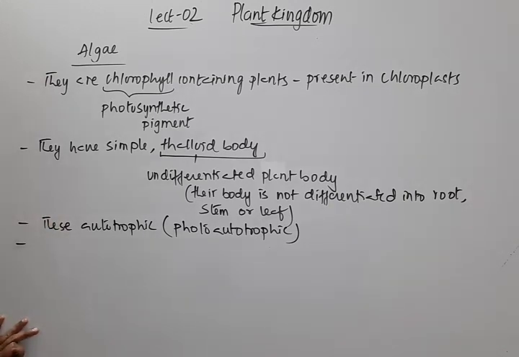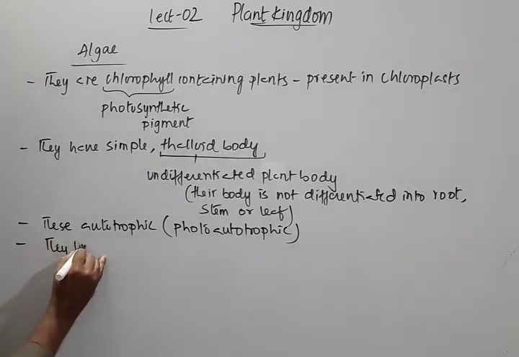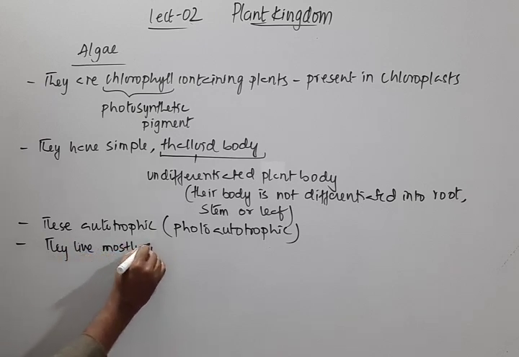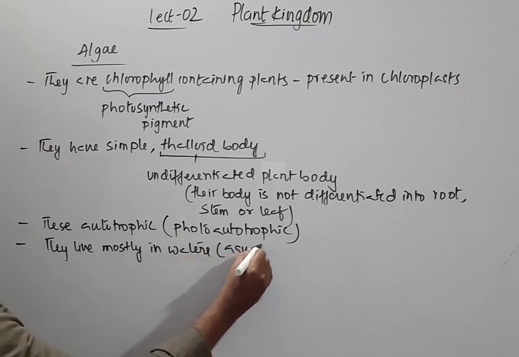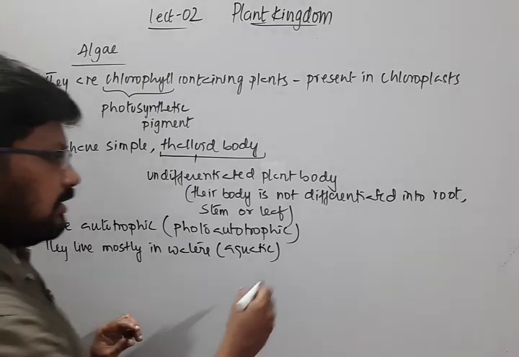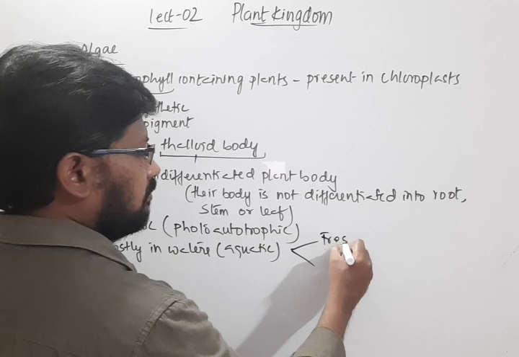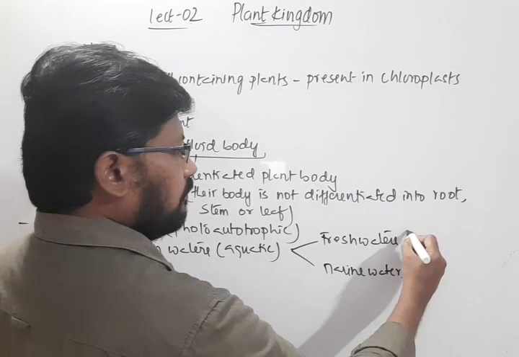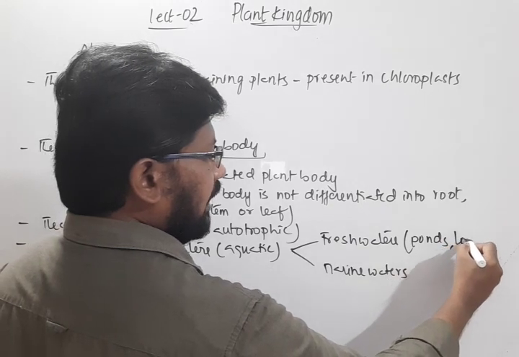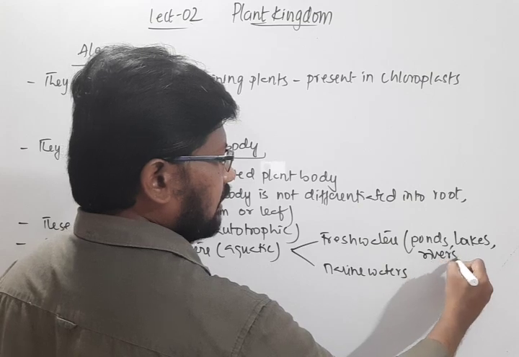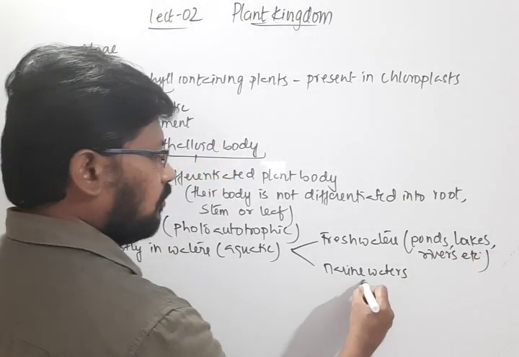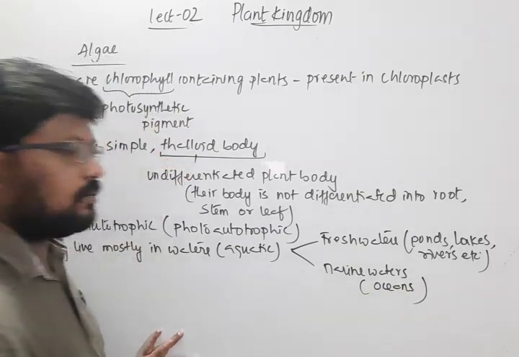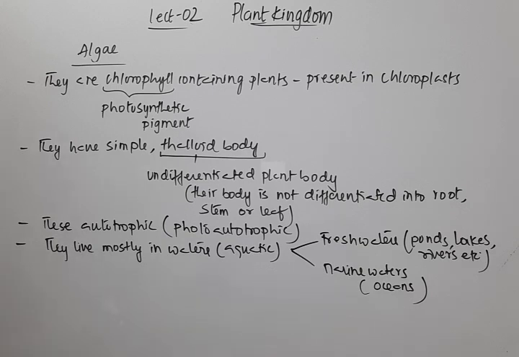The next point, they are mostly aquatic. So they live mostly in waters. Of course, the waters may be fresh waters or marine waters. Fresh waters are ponds, lakes, rivers, etc., and marine waters are oceans. So we see them in both non-salty waters and salty waters. So they are mostly aquatic.